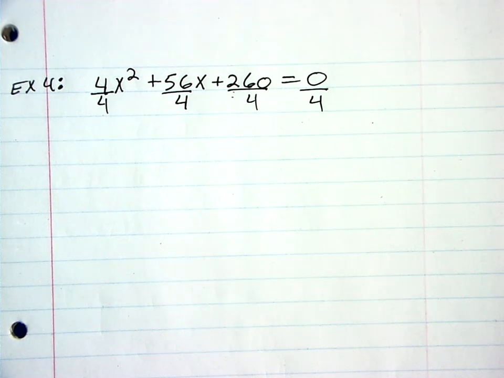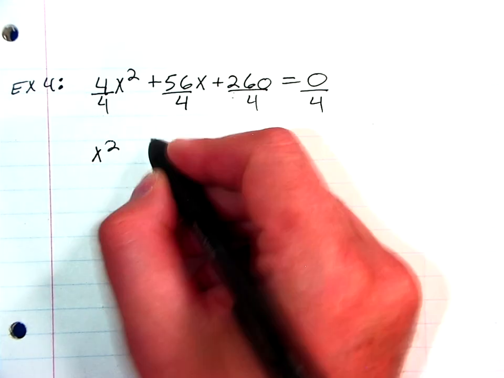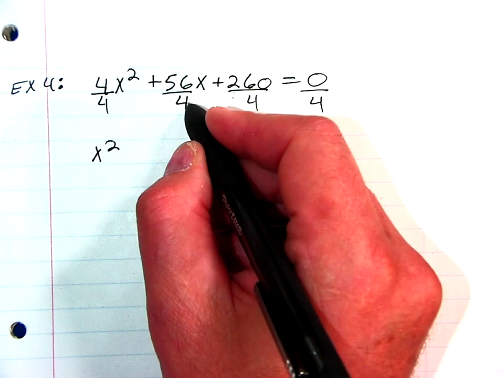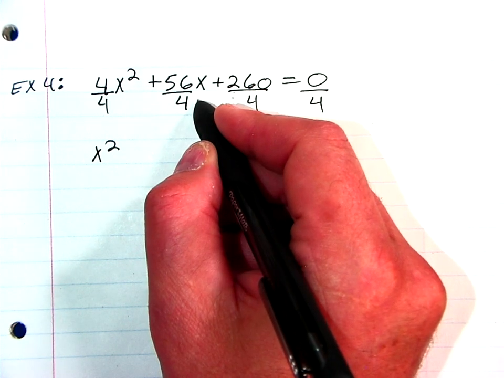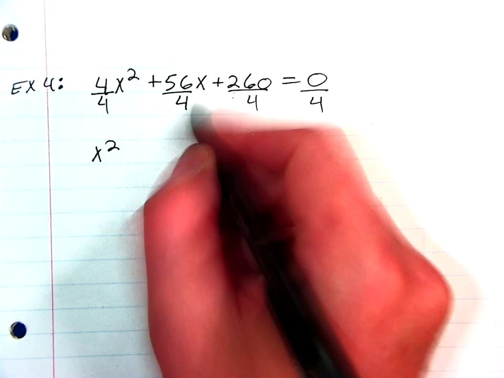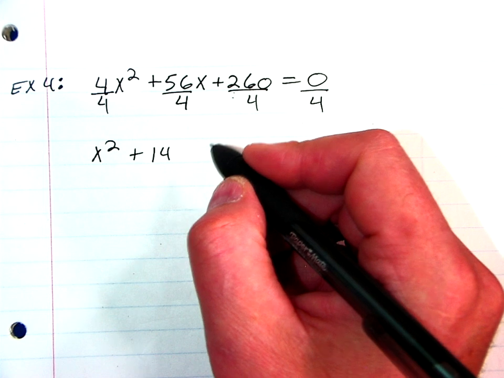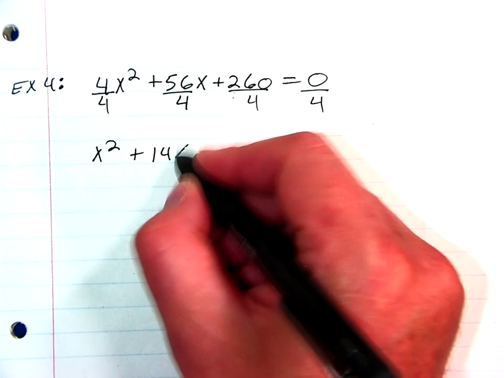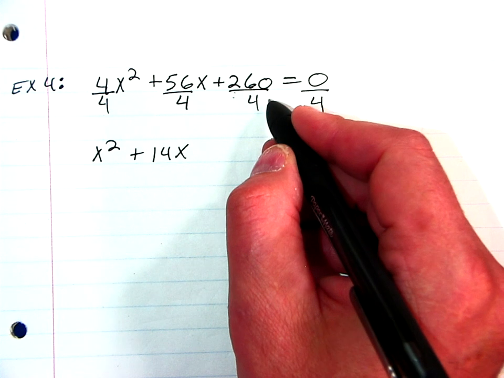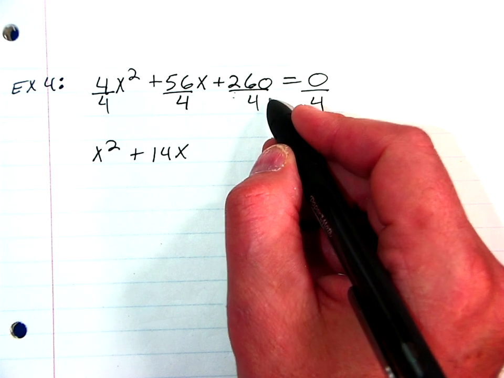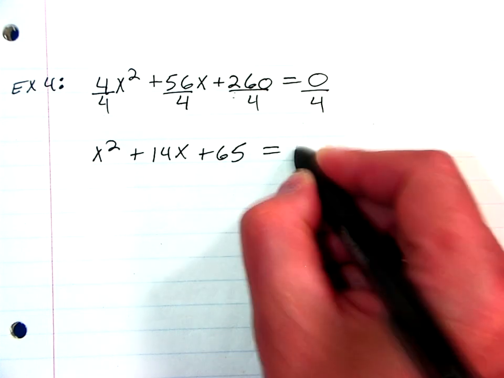All right, 4 divided by 4 is 1. 56 divided by 4. Well, if I take 56 and cut it in half, I get 28. If I cut it in half again, I get 14. So that's going to be 14. That's a way to divide by 4, is cut it in half and then cut it in half again. 260 divided by 4, cut it in half, I get 130. Cut 130 in half, and I get 65. I didn't even need my calculator for that.